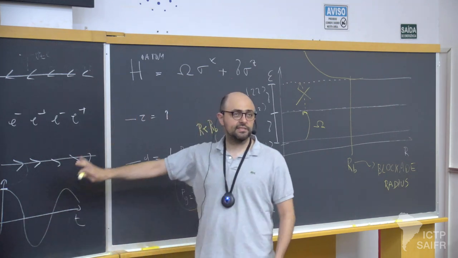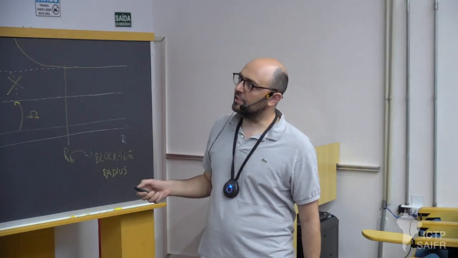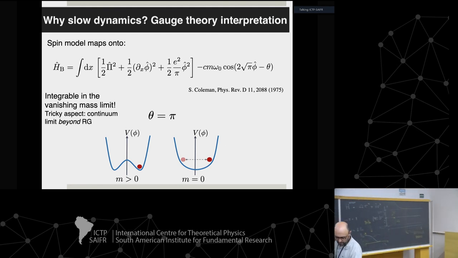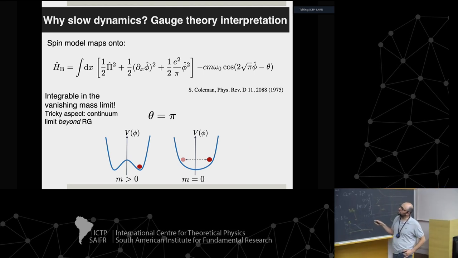Okay, so this is really string breaking, what they've observed. And the idea is, can we try to understand from what is known about the Schwinger model? This is a bit of a more theory slide, but I would like to show it to you anyway. The Schwinger model in the continuum limit maps into this field theory.